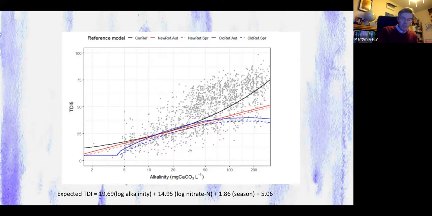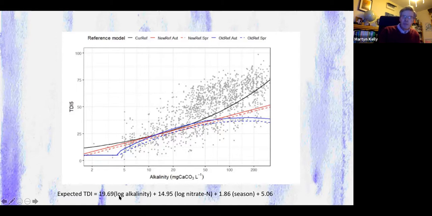But then, I've already mentioned that there's a human factor here, because limestone and agriculture are interwoven across the European landscape. So we need to recognize this human factor in the alkalinity gradient, the role of agriculture. So we did this by including nitrate in our predictive equation.